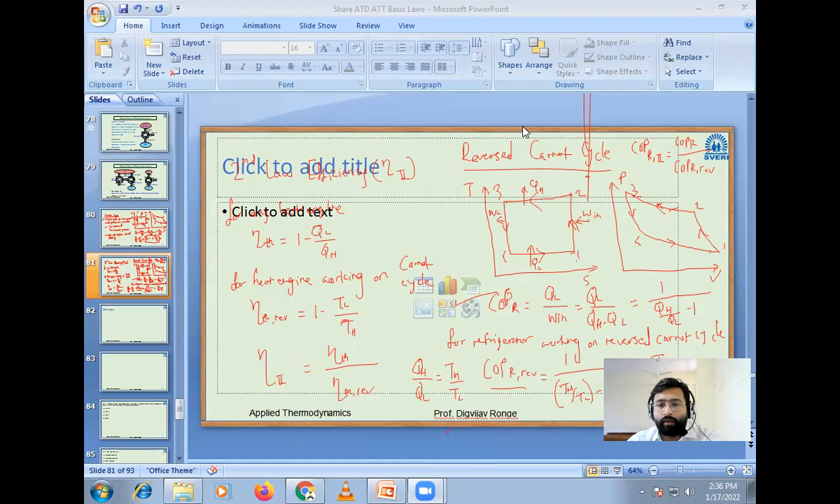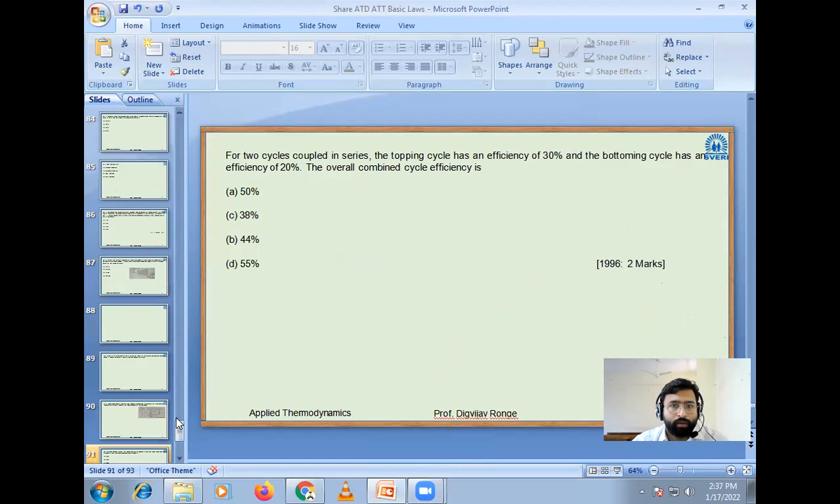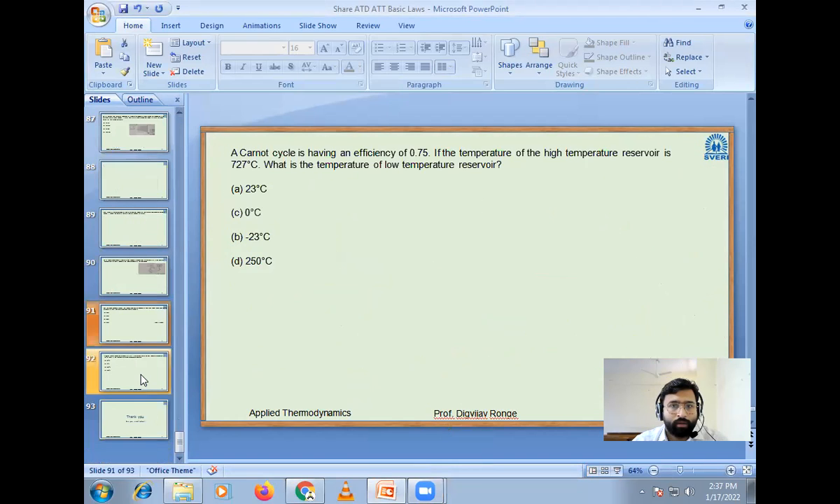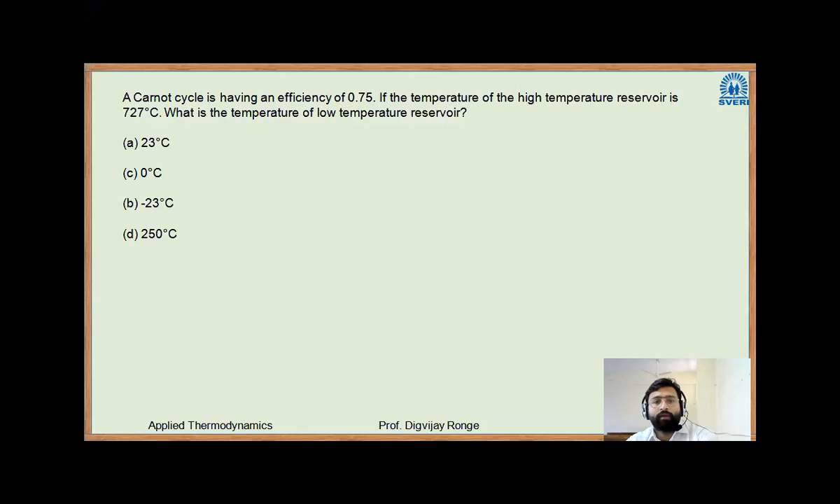Okay. Now I will take some numericals. We'll solve some numericals so that your understanding will be more clear. So I think we have one numerical already here. Okay. We'll solve this numerical. Shall we solve? Okay. So here is the numerical on your screen. A Carnot cycle is having an efficiency of say 0.75. If the temperature of the high temperature reservoir is 727 degrees Celsius, what is the temperature of the low temperature reservoir?